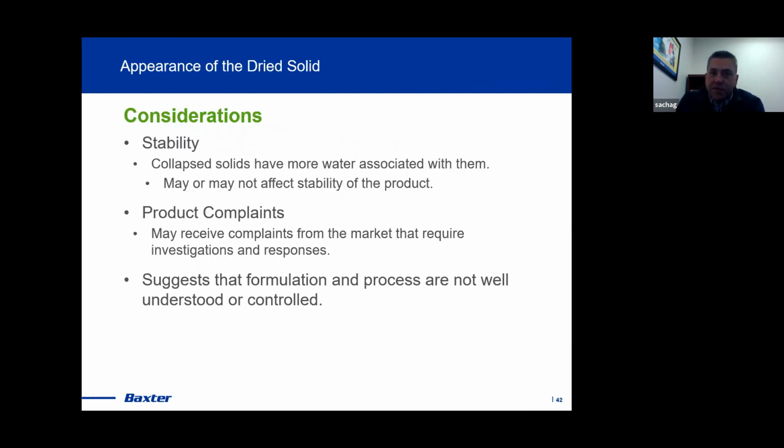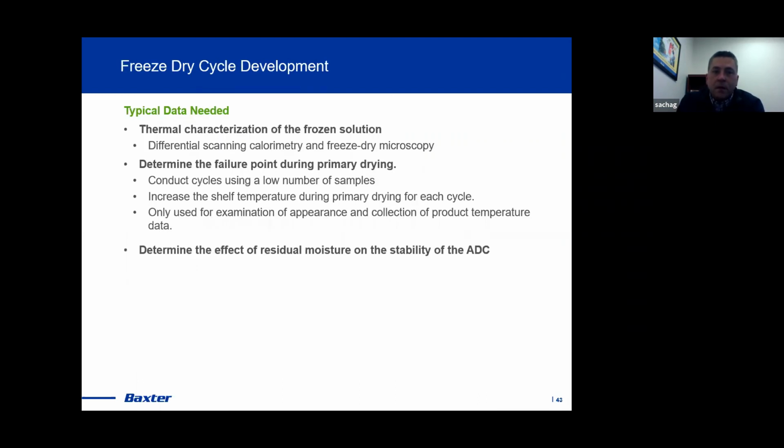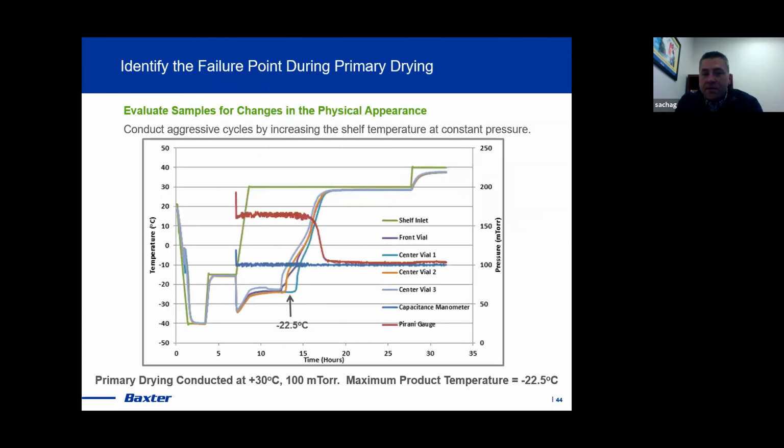So those are just some considerations of why you want things to look good. I'm going to jump here. This is examples of, we want to conduct identification of failure studies. That's where we use the same samples over and over again, let's say about 10 of them, and we freeze dry at warmer and warmer temperatures. And we want to look at the effective shelf temperature on product temperature and appearance.